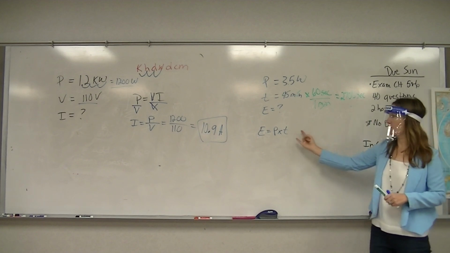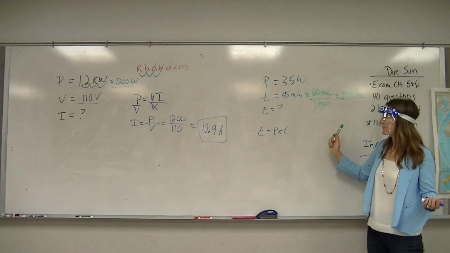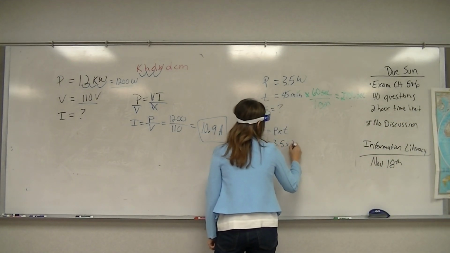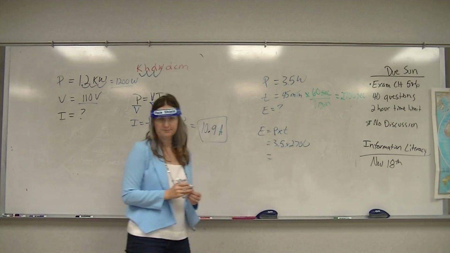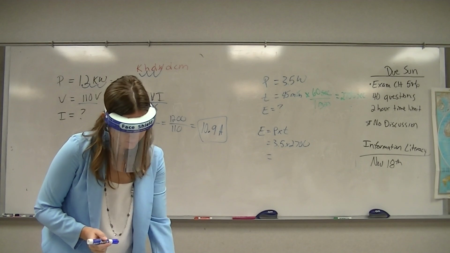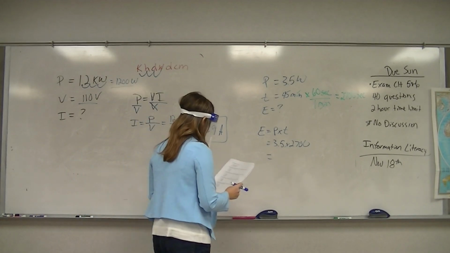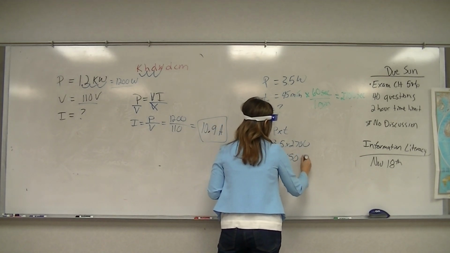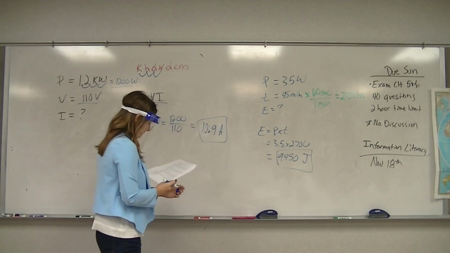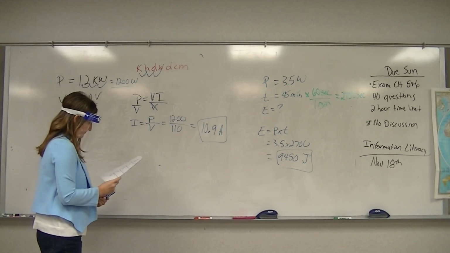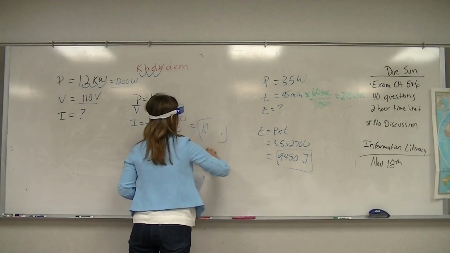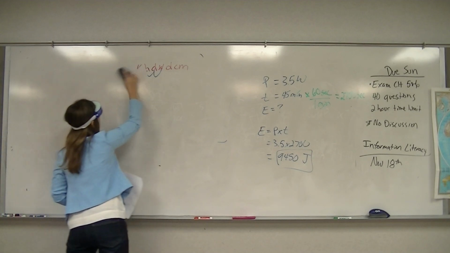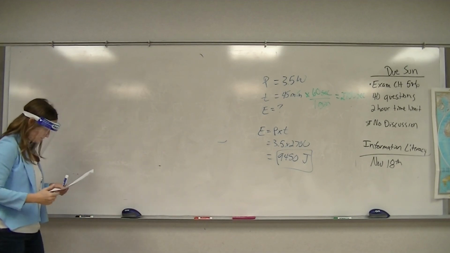Now this number is what I want to plug in to the equation. So I don't even have to rearrange. I just plug in my 3.5 and my 2,700. 9,450 joules. Right. And do one more, and then I want to talk quickly about another type of problem that's going to be on there. And that should be it for the review.